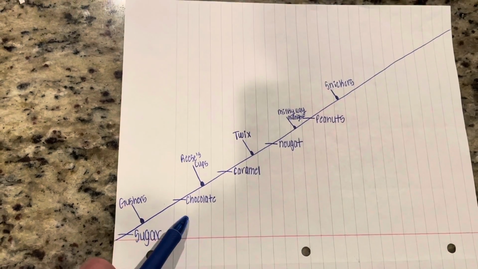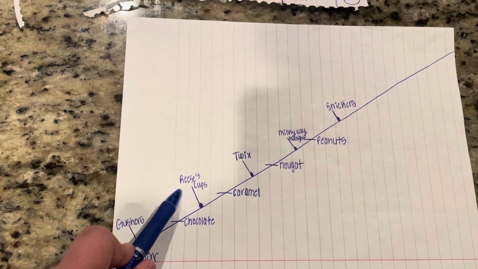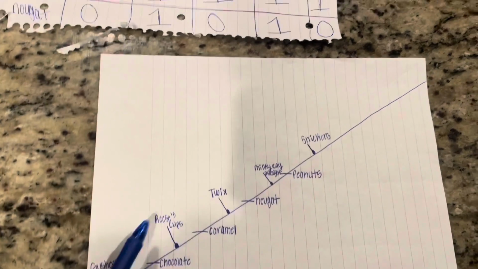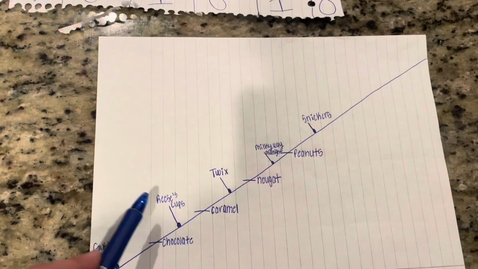The second common trait is chocolate, so we put Reese's Cups as our organism. Reese's Cups would not go above the caramel line because Reese's Cups does not have caramel.